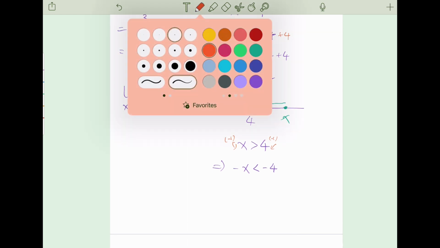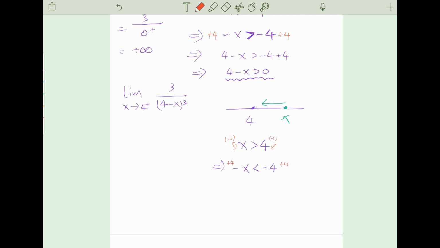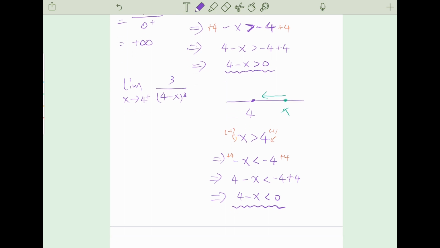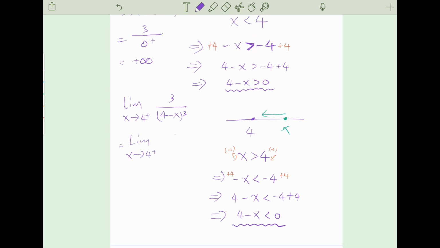And now we plus 4 on both sides, plus 4 on this side, plus 4 on this side. And we have 4 minus x less than -4 plus 4, which gives us that 4 minus x is less than 0. Okay, so now 4 minus x is less than 0, gives us that the bottom now is less than 0. 3 divided by 0 minus, right, which gives us negative infinity.